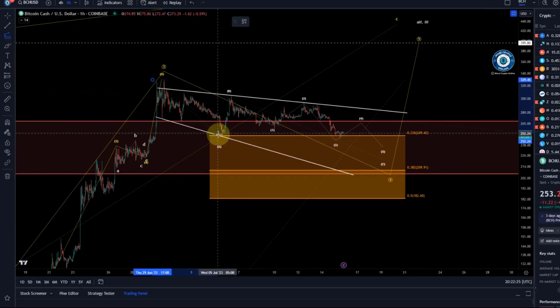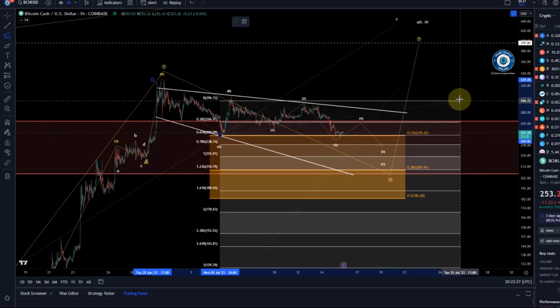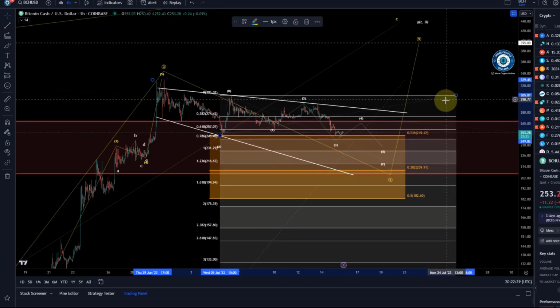We can also use the ABC structure here to calculate targets a little bit more precisely. We can take the length of the A wave, go to the high of the B wave, and look for the 100% extension. They are just levels to watch in addition to the Fibonacci retracements. So we've got the $231 level, the 100% extension, and then the 1.618 extension at 195. I would pay attention to these levels.